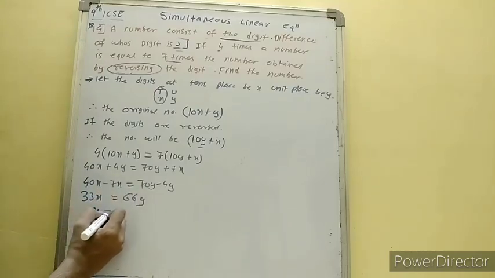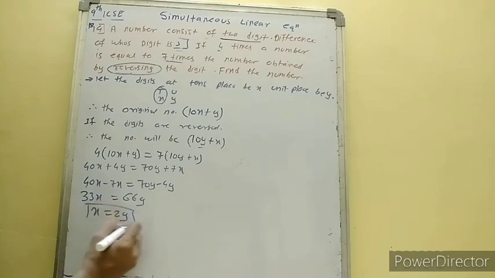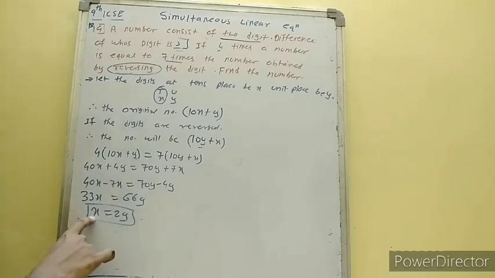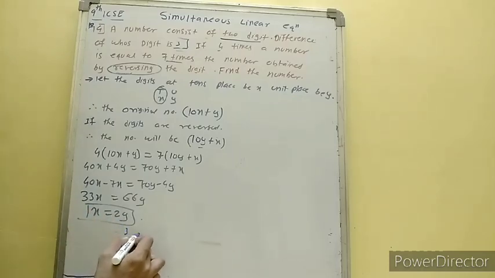33 will go there. So value of x is equal to 2y. See, value of x is 2y. इसका मतलब क्या कि x is equal to 2 times y. मतलब x का वैल्यू y का डबल है. अगर y 3 है तो x क्या है? 6 है. y 4 है तो x क्या रहेगा? 8. y 2 है तो x क्या रहेगा? 4. x is double of y.